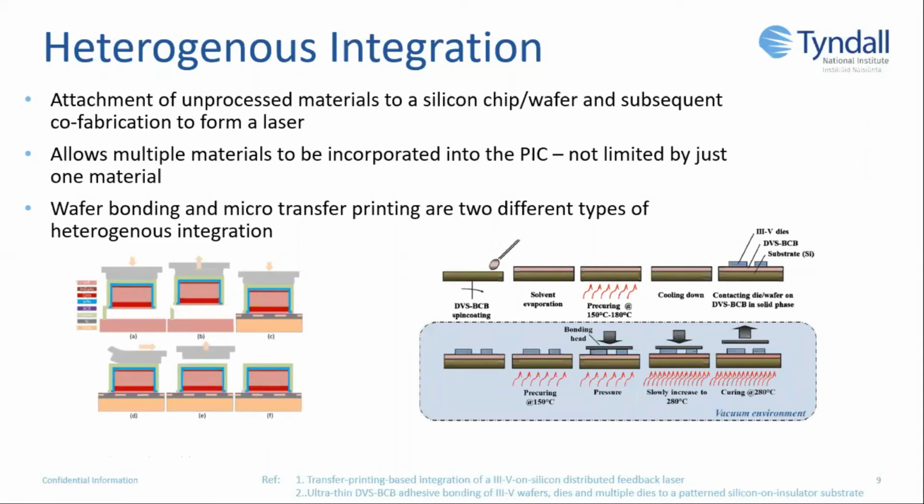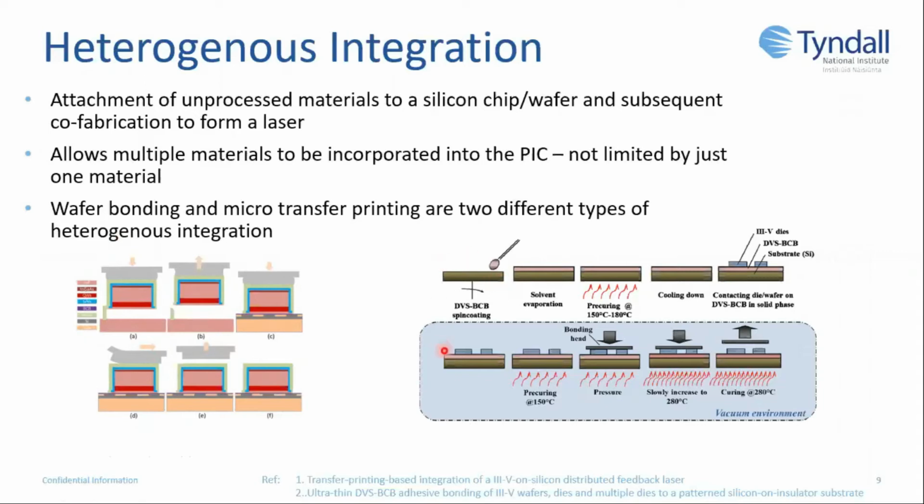Heterogeneous integration, therefore, would be preferred for a multifunction PIC. Multiple materials are incorporated into the silicon PIC, allowing for a more compact device. There are two main methods of heterogeneous integration: wafer bonding and microtransfer printing. You would have learned about microtransfer printing on Tuesday with Emma. To the left here is a schematic of transfer printing a DFB laser. The PDMS stamp head comes down, picks up the laser coupon, and then places it on the target substrate.